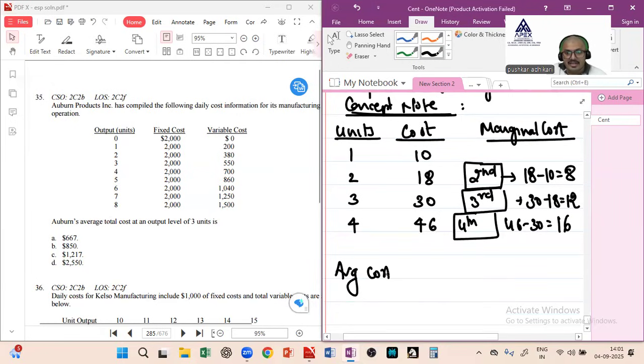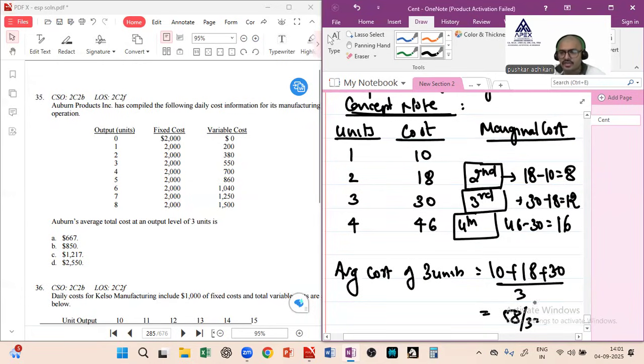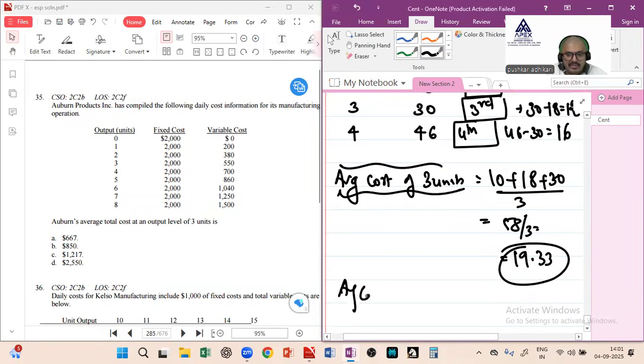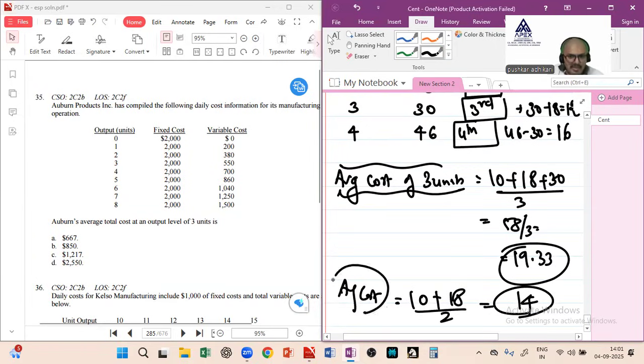Now if I was to say give me the average cost of 3 units, it will be 10 plus 18 plus 30 divided by 3. So 48 plus 10 is 58 divided by 3. So it comes to 19.33. What was this? This was average cost. Now if I was to say give me the average cost of 2 units, it's 10 plus 18 divided by 2, which is equal to 14. What is this? Average cost.